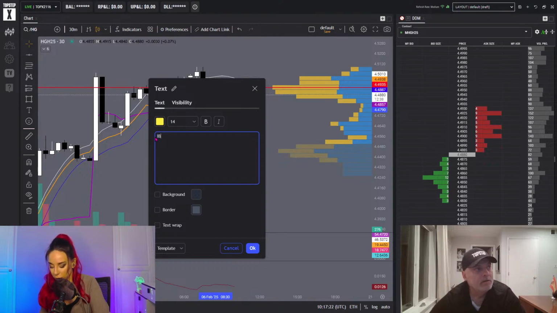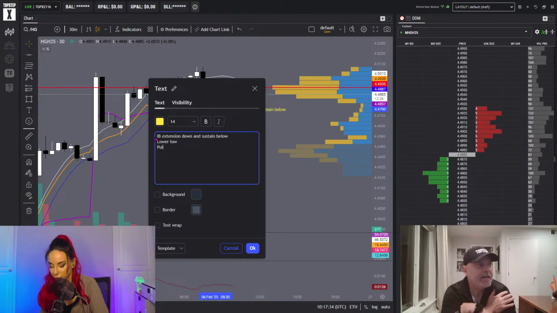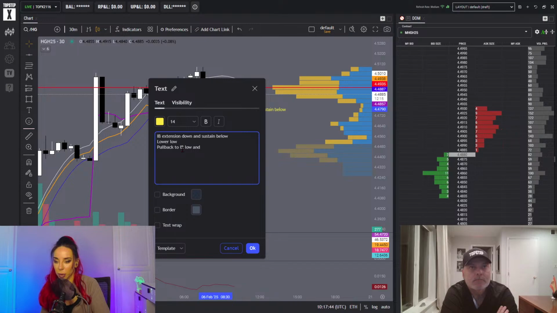So what do we need to see? Initial balance extension down, and sustain below. Also lower lows. When that happens, you're going to have a lower low. We haven't had a lower low. We're kind of in a range. This is just a range. Pull back to IB low, and stay below VWAP. That's what I want to see.